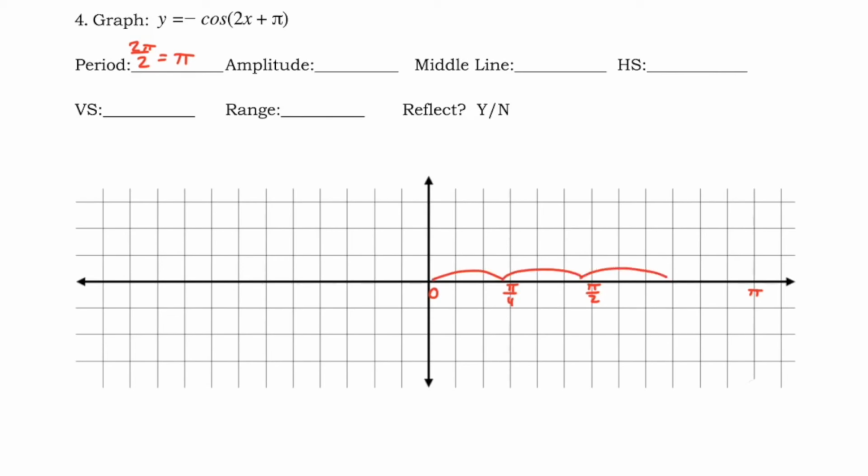So this is 1, 2, and then this would be 3 pi over 4. And then label the negatives as well. Next we look at the amplitude. So the a value in front is -1. So the amplitude is just 1, but it is vertically reflected.